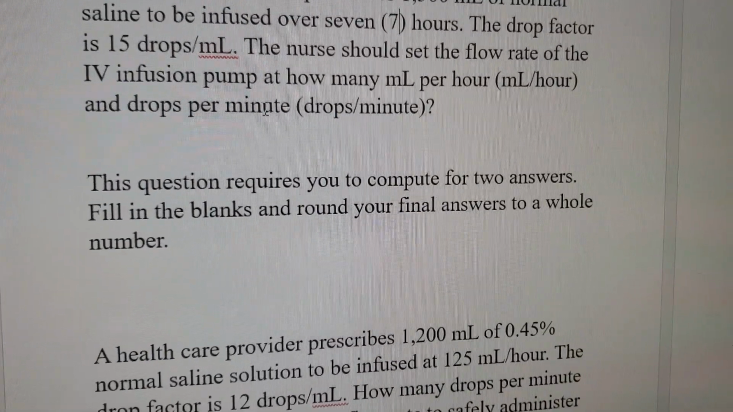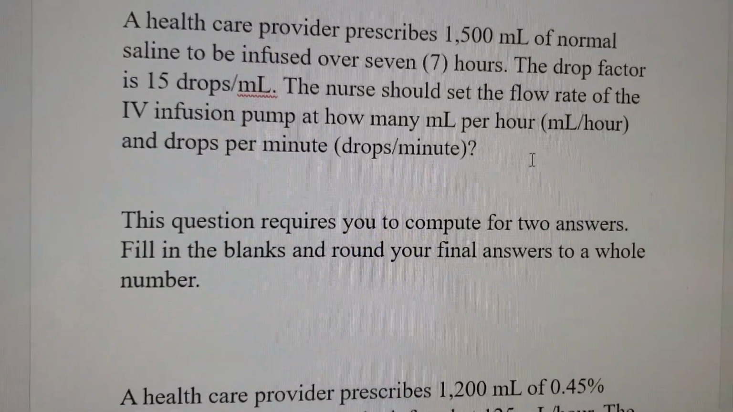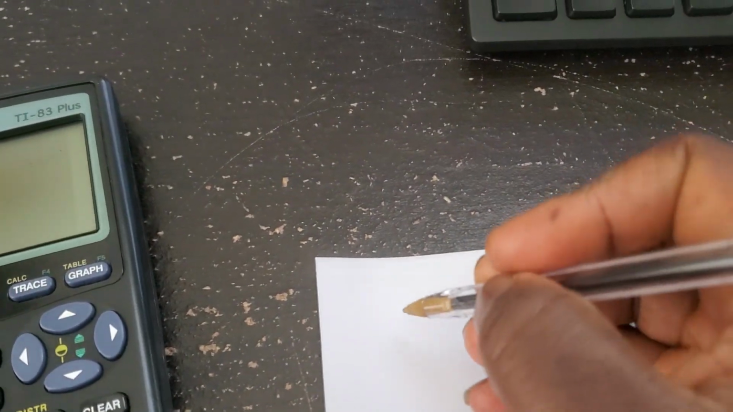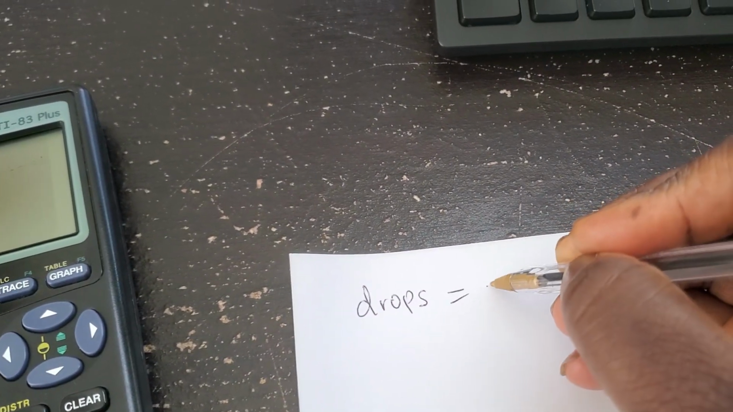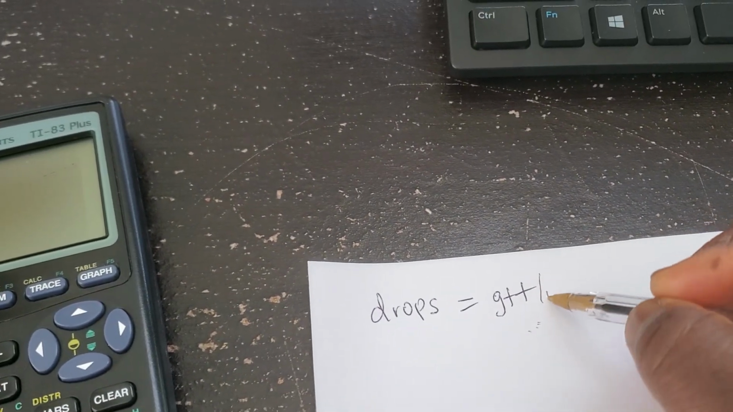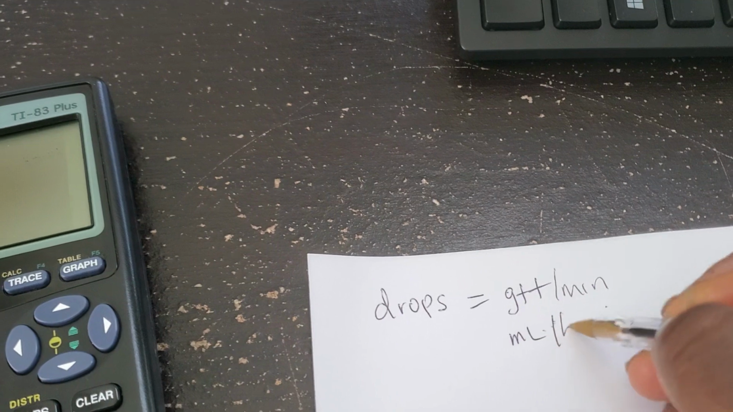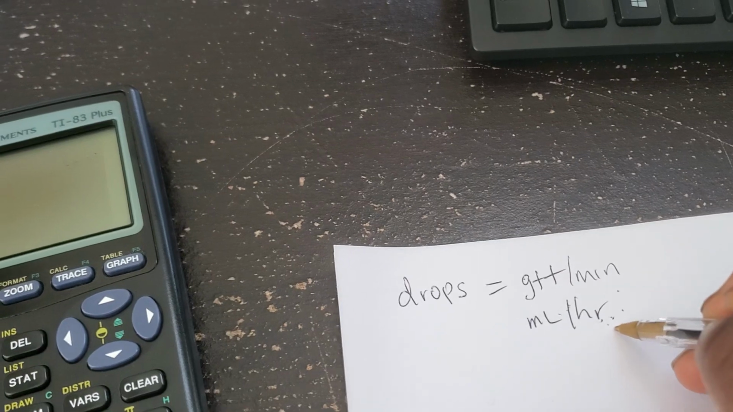So let's come to the table and look for these two answers that they are seeking. All right, so I bring you to my table here, and I'm going to solve it here. So what do we have? Now remember that when you see the word drops in dosage calculation, the symbol for it is GTT. So drops per minute is one of the things that we are looking for, and ml per hour is another answer that we are also seeking.